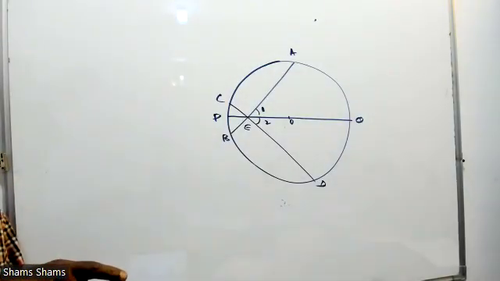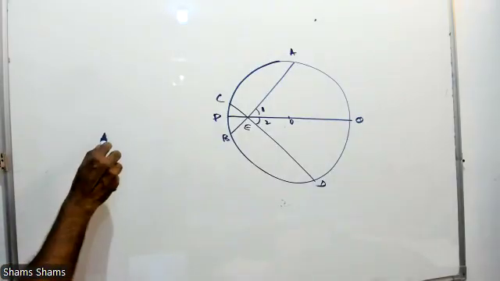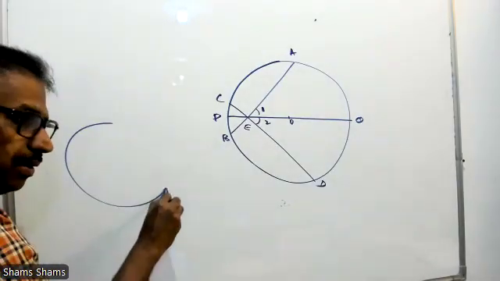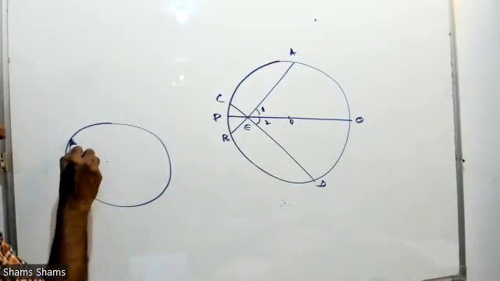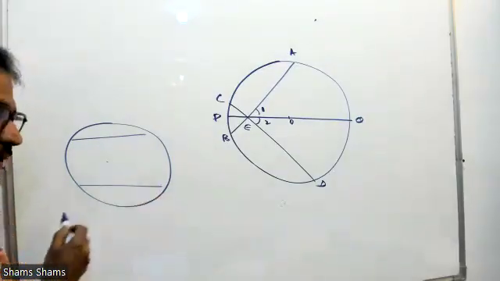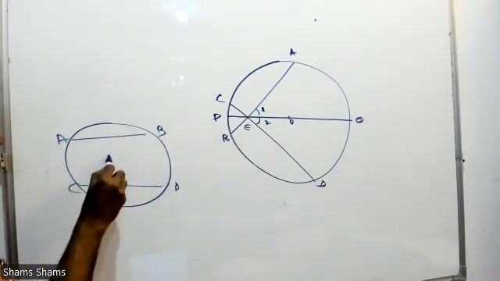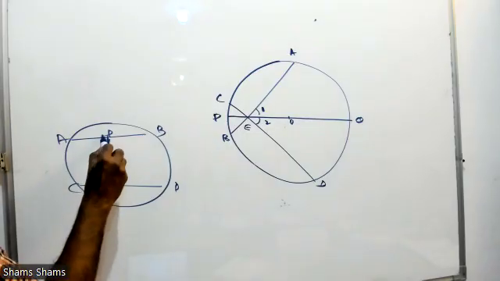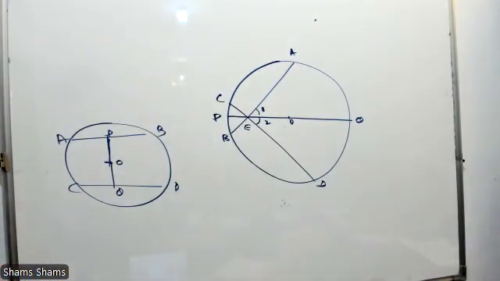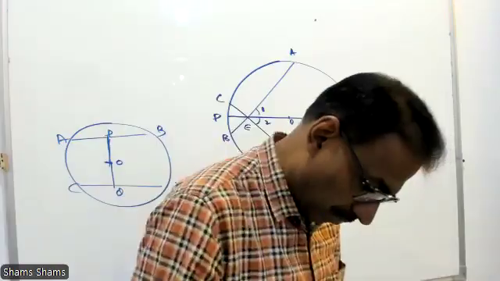If the distance is equal, listen. Look at it. Suppose one chord here, second chord here, A, B, C, D. If this distance, O, P, and Q. If OP equal to OQ, then what? AB equal to CD. Equal chords are equal distance from the center. Right, first that. Equal chords are equal distance from the center.